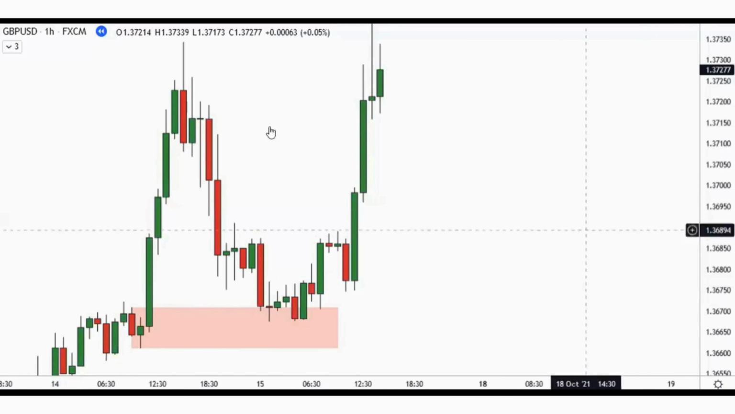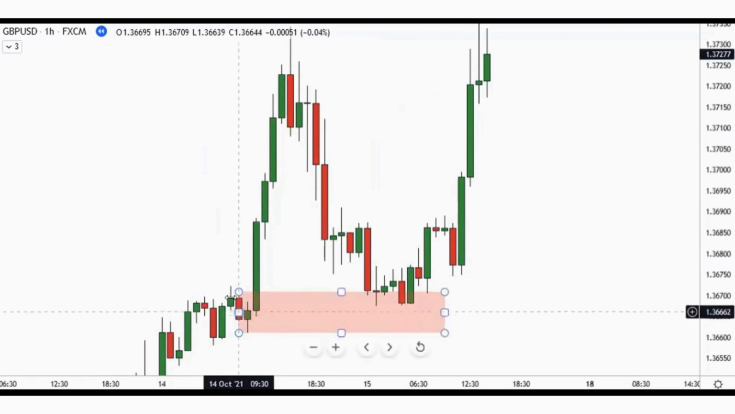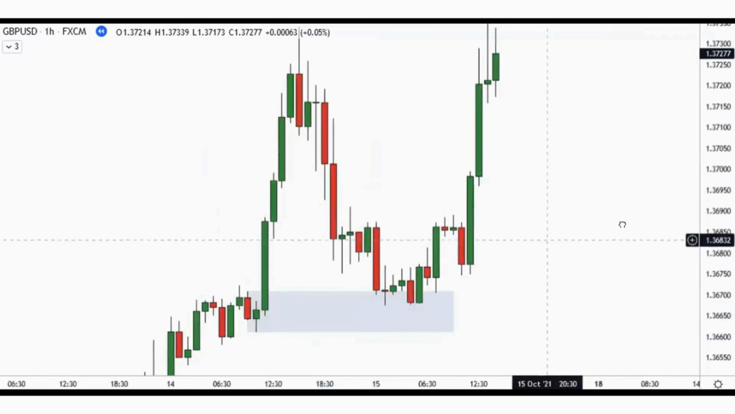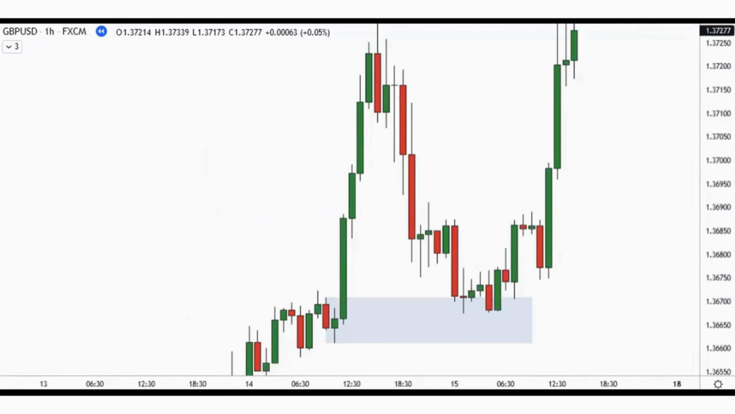So let's take this particular example on GBP USD. This is a 1-hour chart. Now, I told you that we have a move creating this demand. The last down candle before that move is your demand. So I have marked the demand with this, let me mark it in a darker color. So this is the demand zone. Now we want to trade this demand. This is the 1-hour demand.